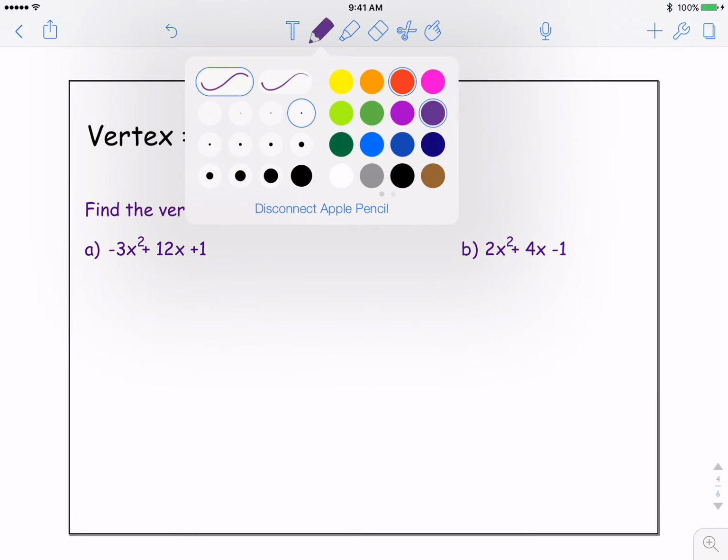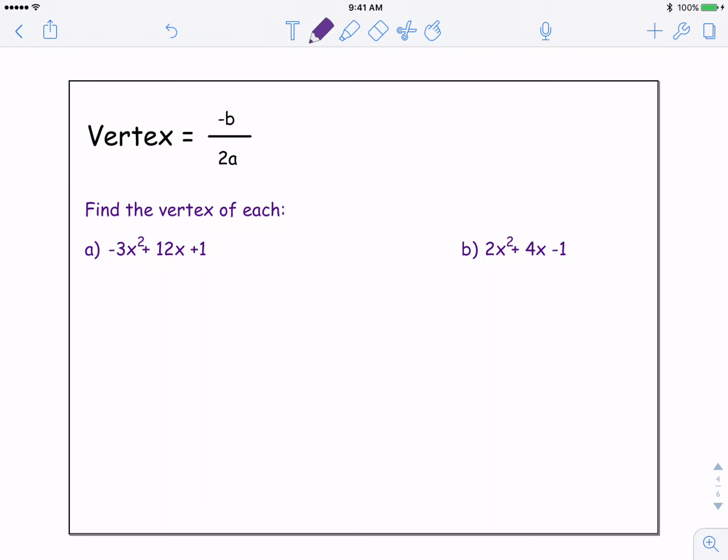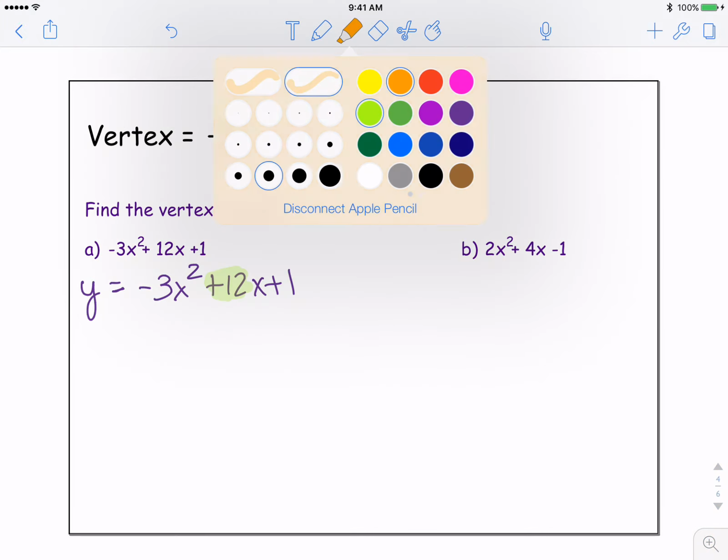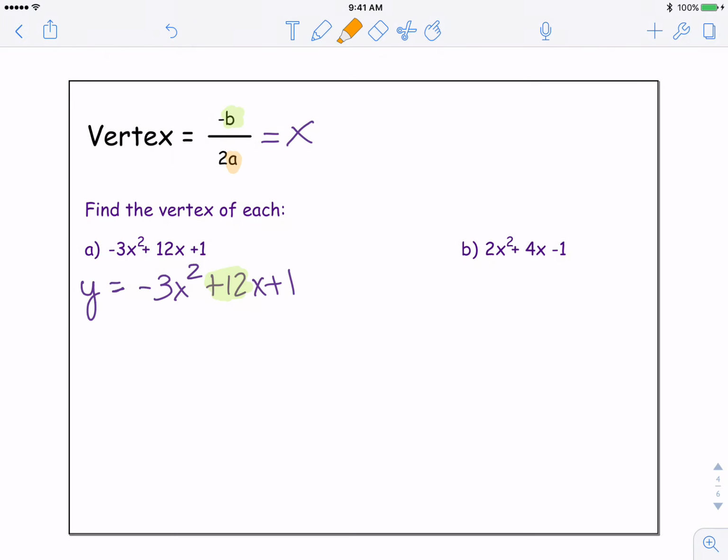Now there are ways we can find the vertex from a given quadratic equation. So I have this quadratic equation of y equals negative 3x squared plus 12x plus 1. I can find the x value of the vertex by doing negative b over 2a. So remember, b is the term that is attached to the x, so that'd be a positive 12 in this example. And a is the term that's attached to the squared x. So in this example, it would be a negative 3.